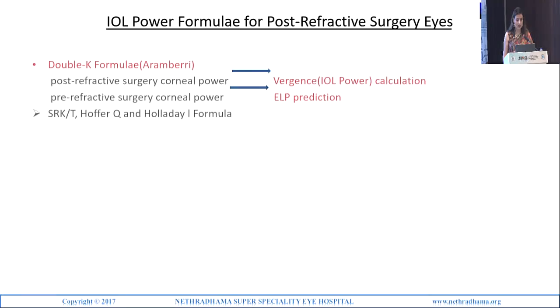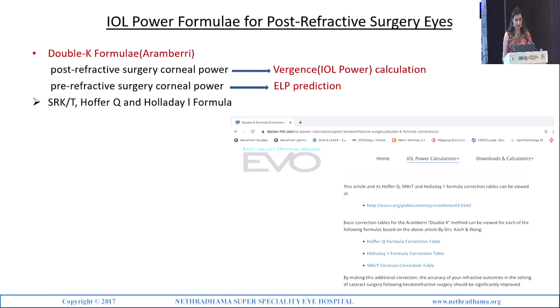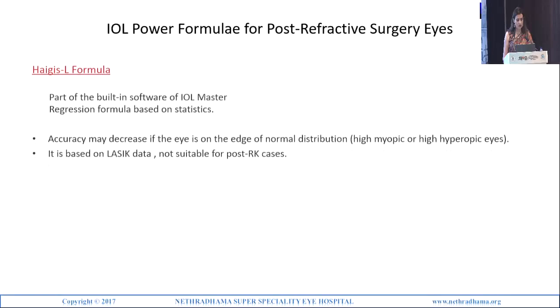Now the double K formula by Aramberri is again one of the popular formulae that actually uses the post-refractive surgery corneal power for calculation of the vergence or the IOL power, and the pre-operative corneal power for ELP prediction. And for the current third generation formulae, it offers a kind of adjustment, and this can be done using the website drhill.com, wherein you can go and use the correction table for each of these formulae.